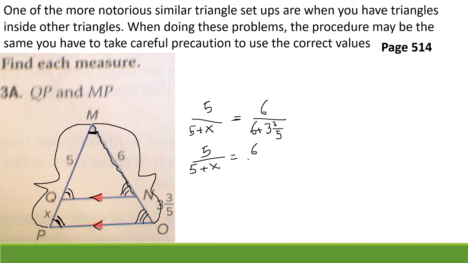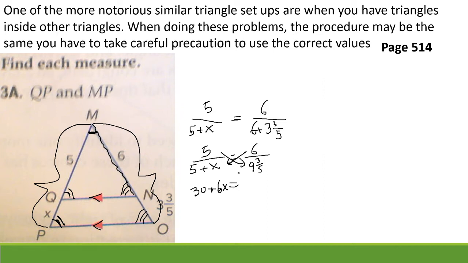I figure out what this is, so this is going to be 9 3/5. So 9 3/5. And then we're going to cross multiply. Now remember, when you cross multiply diagonally, you're taking this 6 here and multiplying it to both parts of the bottom number. So 6 times 5 is 30, and 6 times x is 6x. So again, you don't just take the 6 times the 5, you take 6 times everything in the bottom, because you're basically distributing the 6 down there.